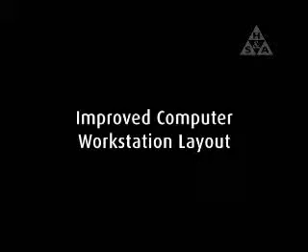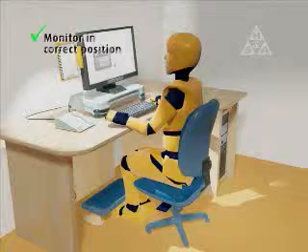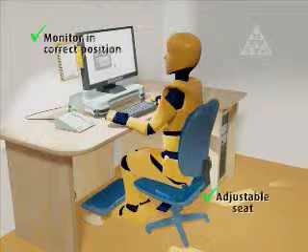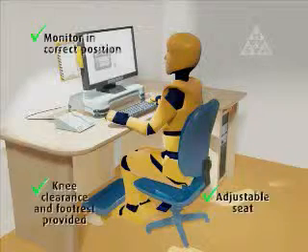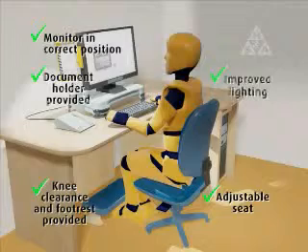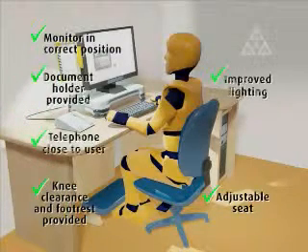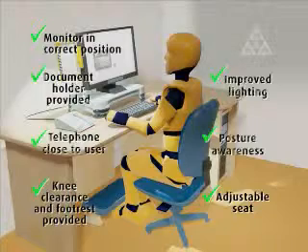This improved computer workstation layout includes the monitor being in the correct position, the provision of an adjustable seat, knee clearance underneath the desk, the provision of a footrest, the provision of a document holder, improved lighting, the telephone being closer to the user, and the worker being aware of their posture.